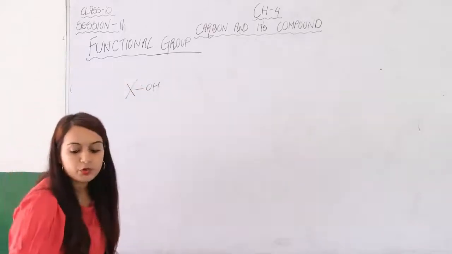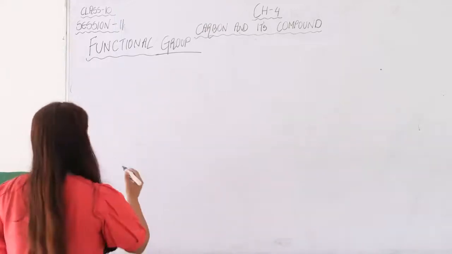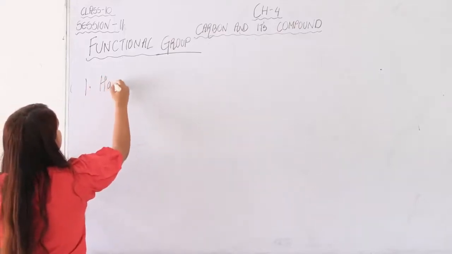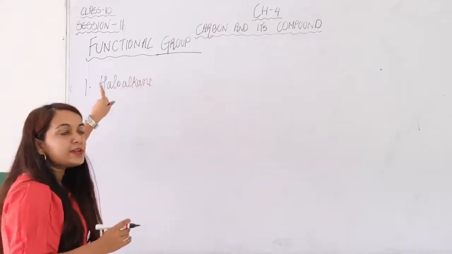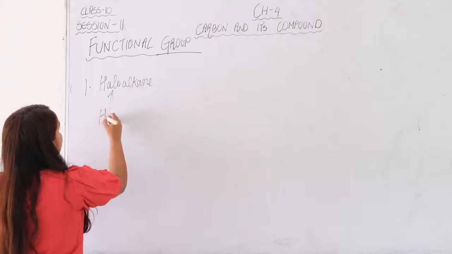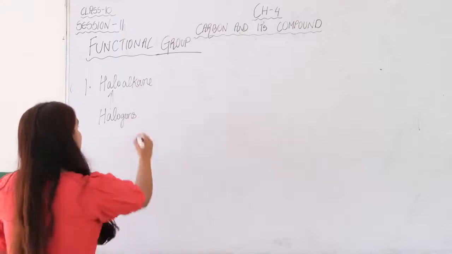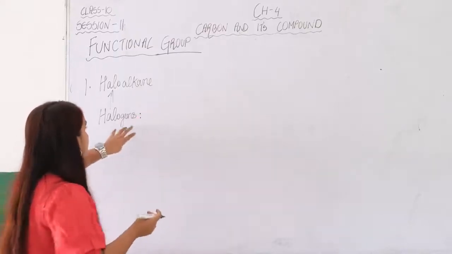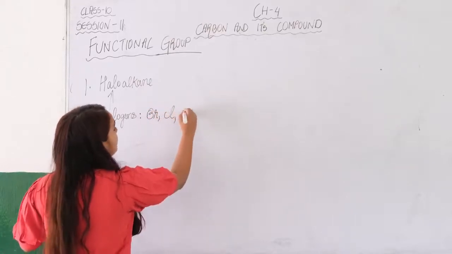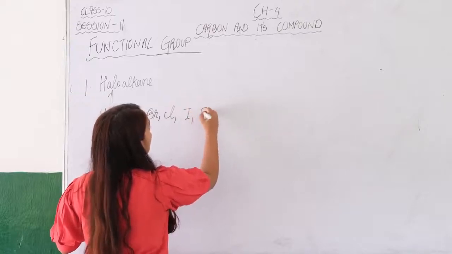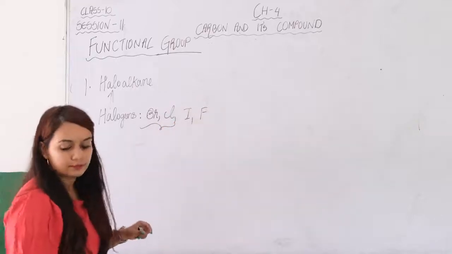So, in this chapter, we'll be studying around 5 functional groups. The first functional group which we'll be studying is haloalkane. Halo means what? Halo means halogens. Halo represents halogen. Halogens include bromine, chlorine, iodine and fluorine. But in your textbook, we will be studying only bromine and chlorine.